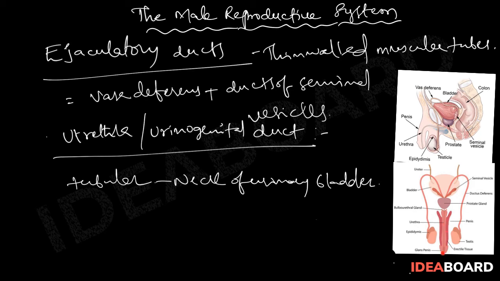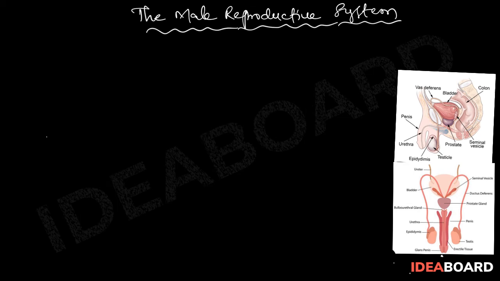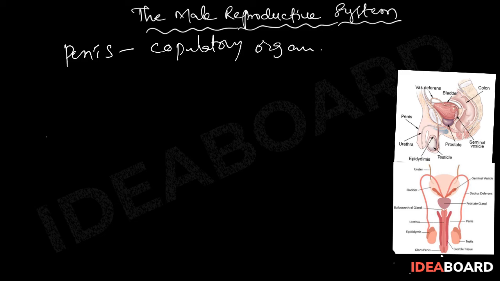The urethral opening at the tip of the glans penis is called the external urethral orifice. This external urethral orifice is useful for the excretion of the urine as well as the semen. After the urethra, the next part in the human male reproductive system, or the last part in the sex organs, is the penis. The penis is considered a copulatory organ through which the urethra runs.